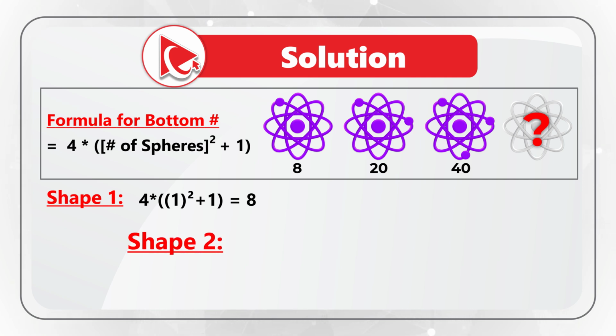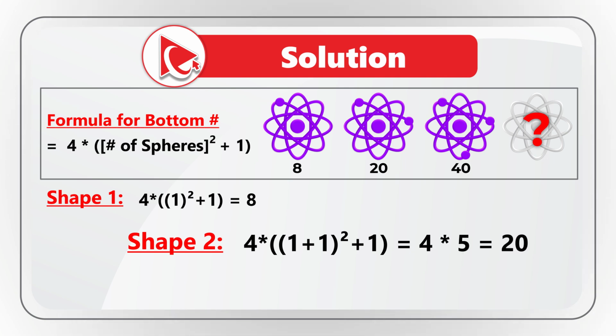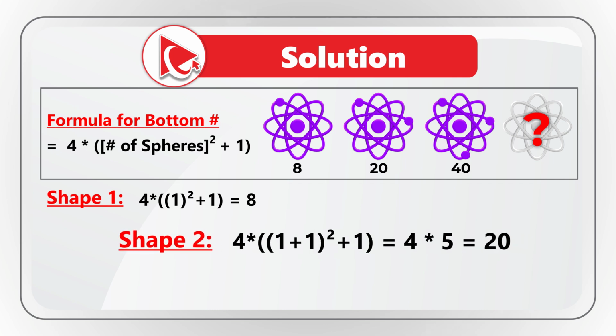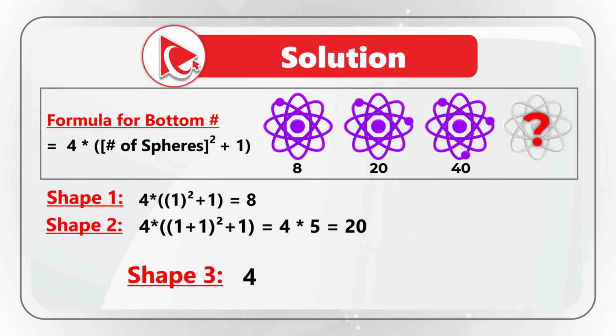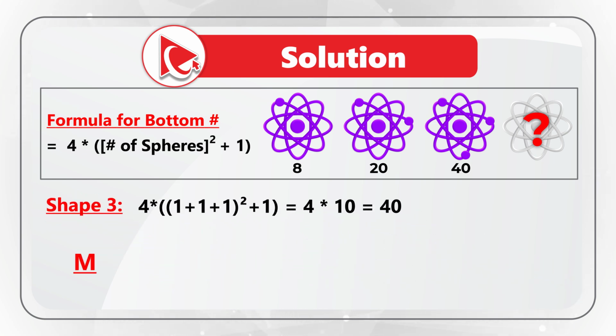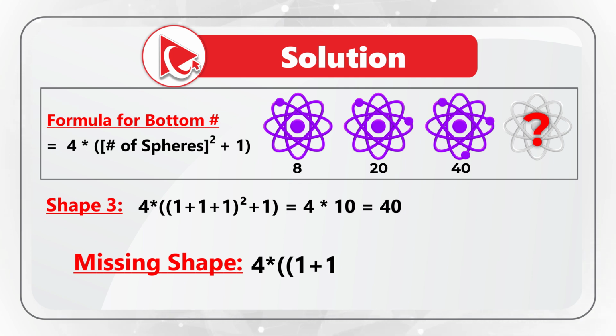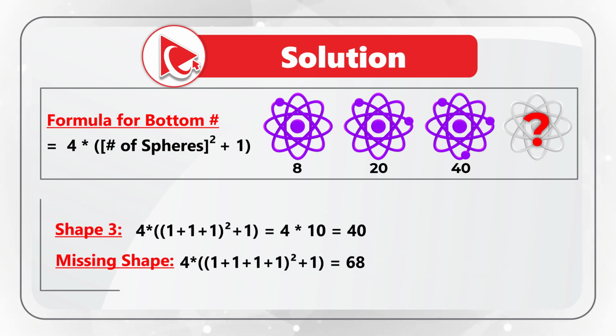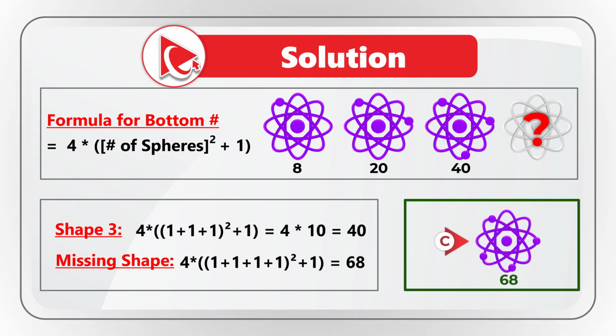For the second shape, 4 multiplied by (2 squared plus 1), which is 2 squared equals 4, plus 1 equals 5, 4 multiplied by 5 equals 20. For the third shape, we need to multiply 4 by (3 squared plus 1) equals 4 multiplied by 10 equals 40. So to calculate the bottom number for the missing shape, we need to multiply 4 by (4 squared plus 1) equals 4 multiplied by 16 plus 1, 4 multiplied by 17 equals 68. This is why the correct choice here is choice C with bottom number 68.